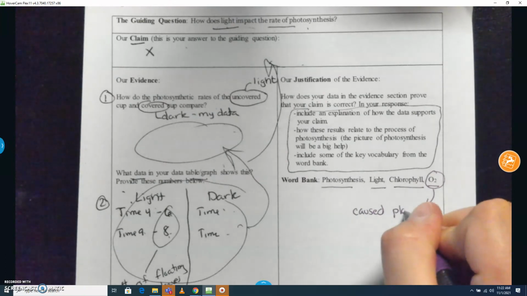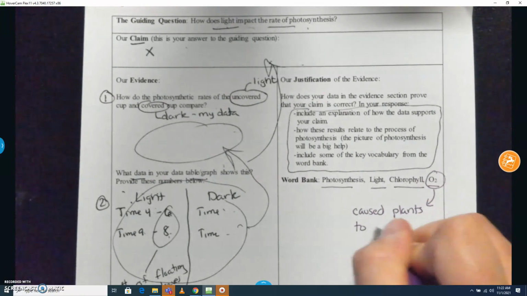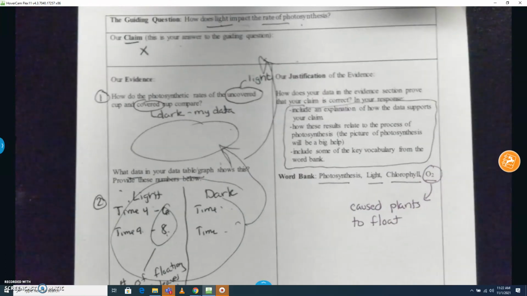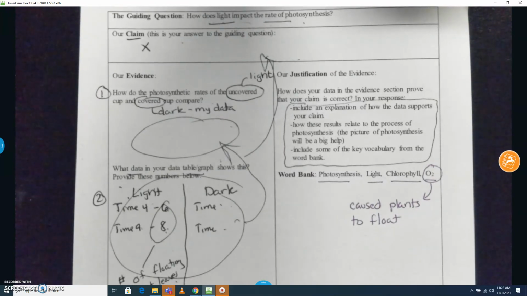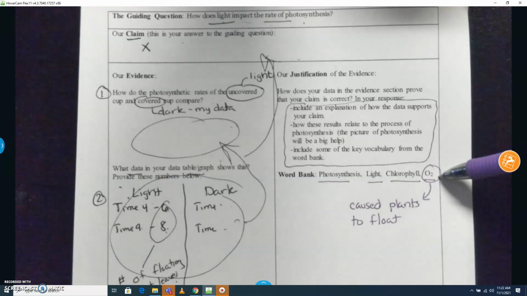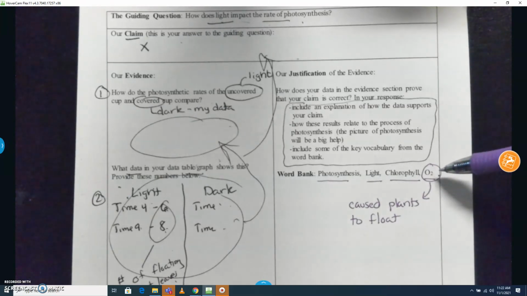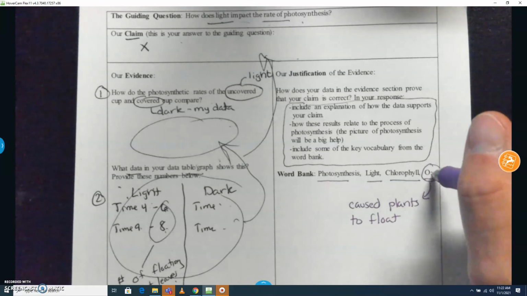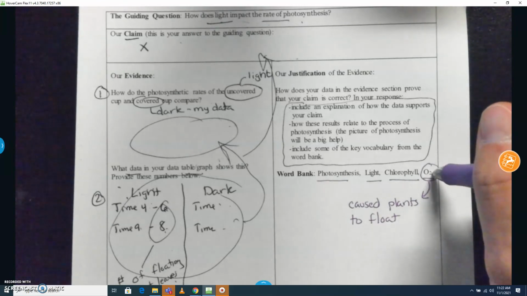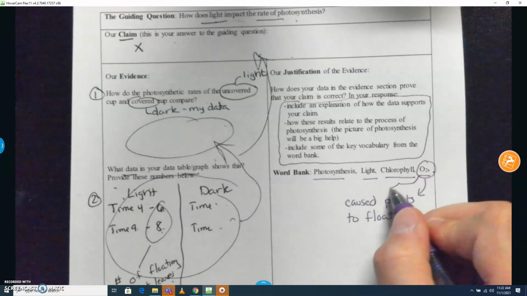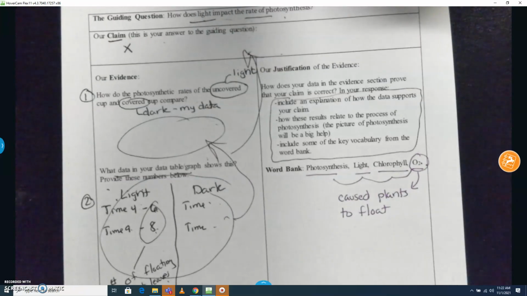Caused the plants to float. And if you look closely at your plants that started to float, you will notice little tiny bubbles attached to them. That is oxygen that has come out of the plant that then started to float. As more oxygen was being produced, the plants rose to the top. So think about how the production of oxygen causing the plants to float would relate in with these other 3 words and include that in your written discussion.